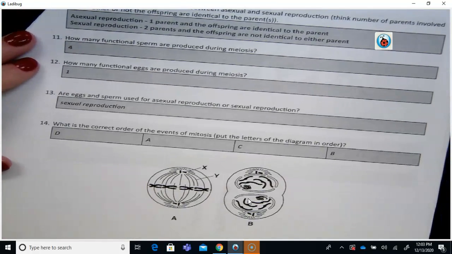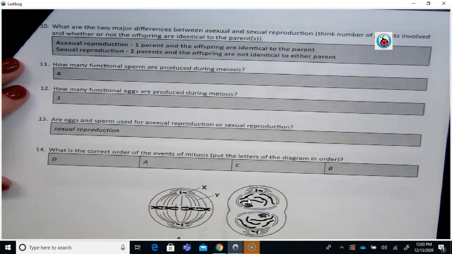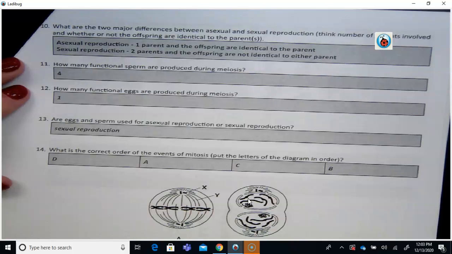Number 10, what are the two major differences between asexual and sexual reproduction? Think number of parents involved and whether or not the offspring are identical to the parents. In asexual reproduction, there is one parent and the offspring are identical to the parent. In sexual reproduction, there are two parents and the offspring are not identical to either parent.